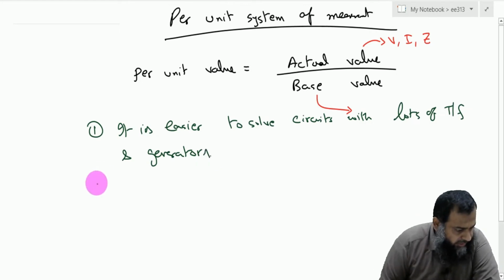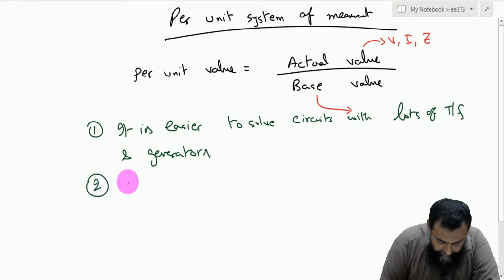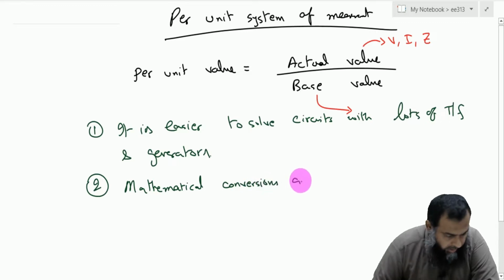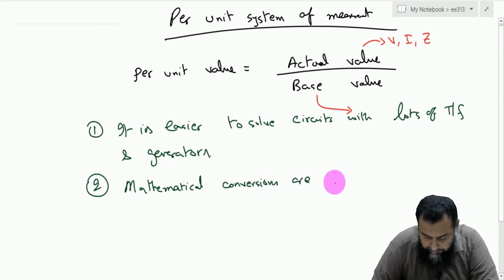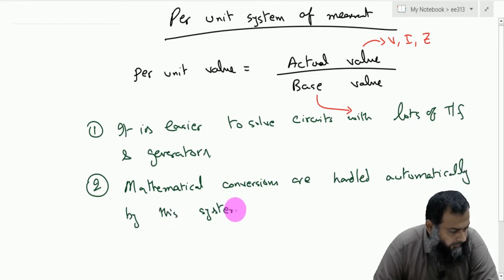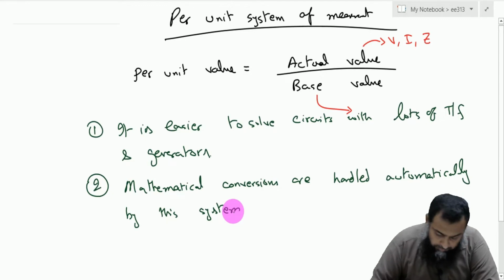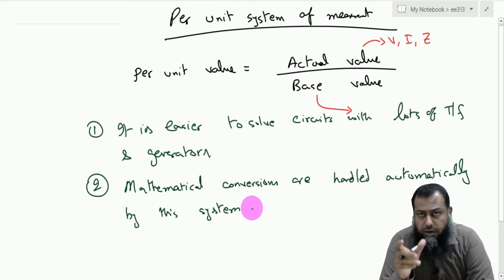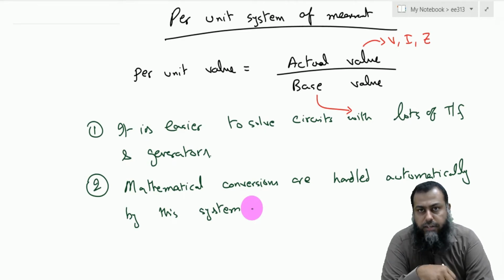The second advantage is that the mathematical conversions are handled automatically by this particular system. So, in a given system, we do not need to transform the impedance from the secondary side to the primary side or from the primary side to the secondary side.